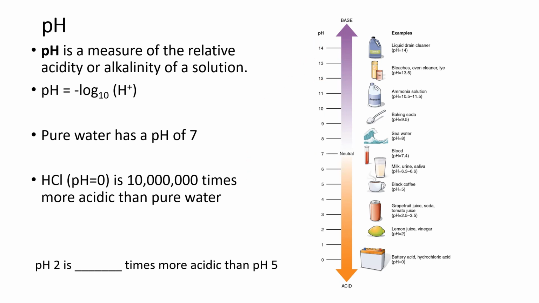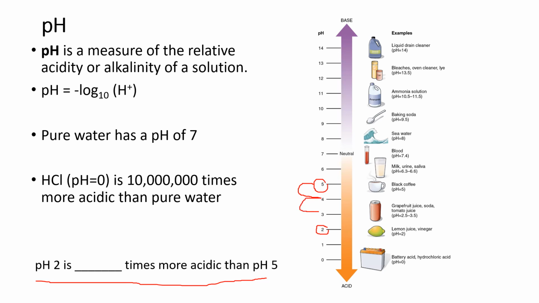So knowing that, let's do this question here. It says pH 2 is blank times more acidic than pH 5. So we can agree that pH 2 is more acidic than pH 5 because it's a lower number. There's more hydrogen ions floating in solution. But how much more acidic if every step is a 10-fold increase in acidity? The answer is not 30, like we might think. How many steps are we taking?